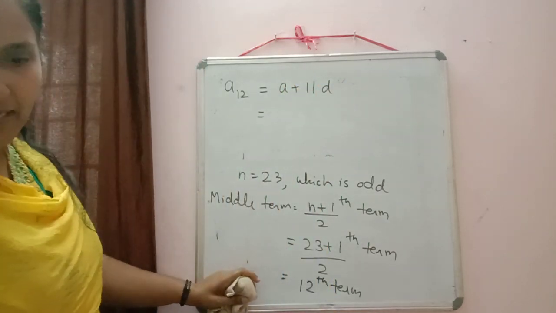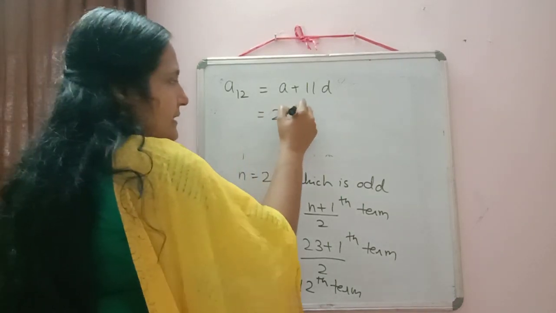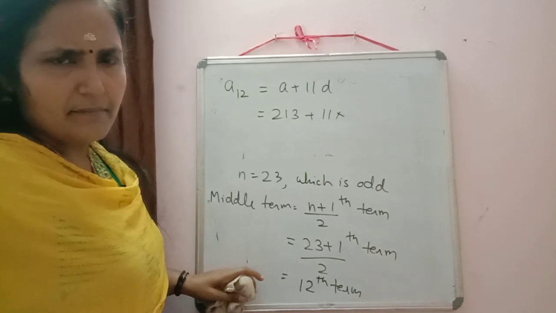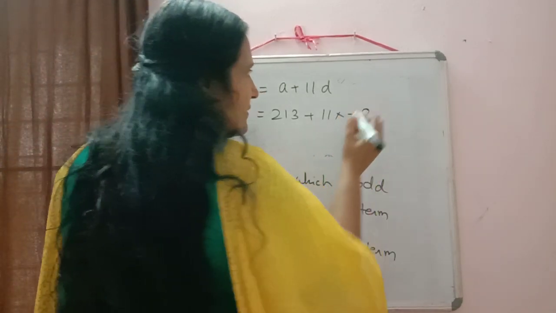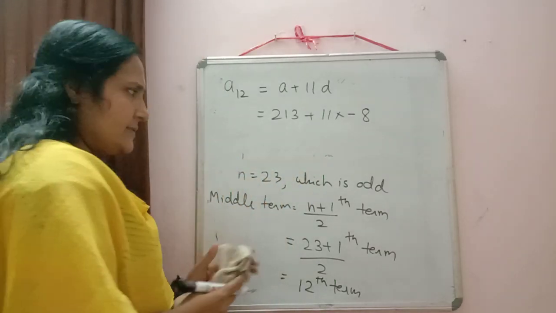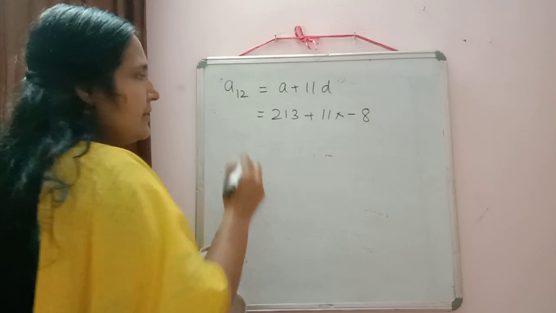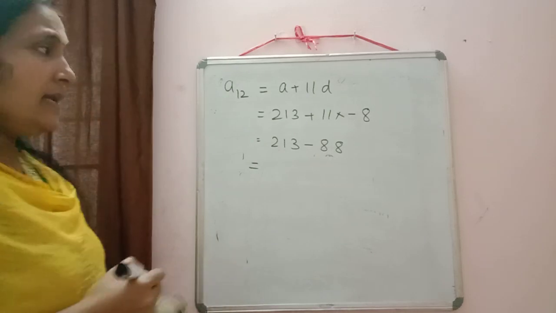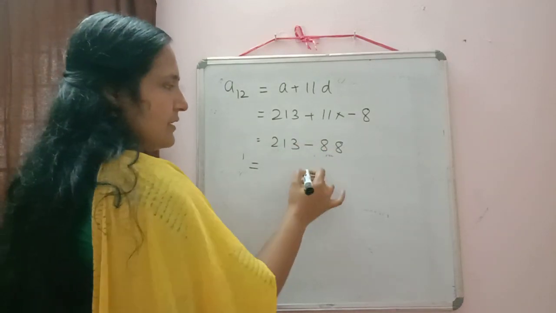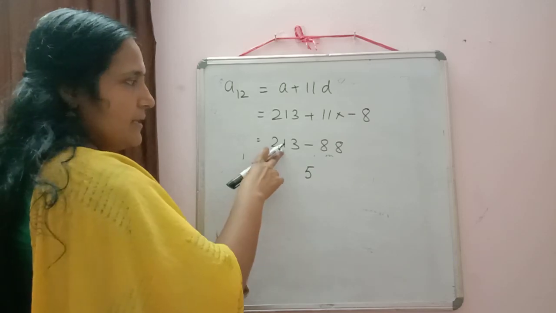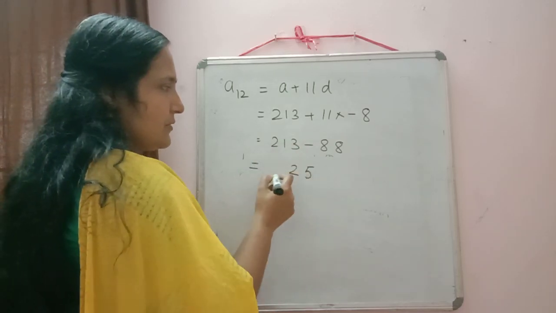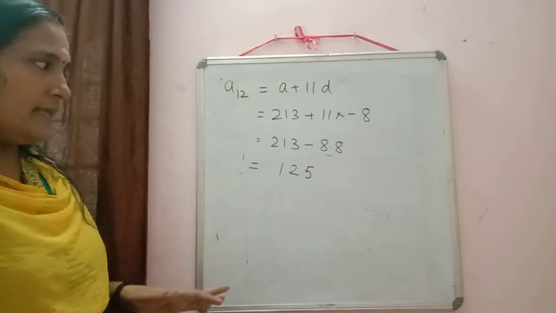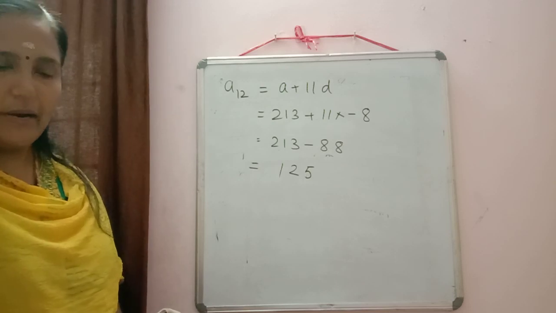Now substitute the value. In place of a we have 213 plus 11 into our d was equal to, I think, minus 8. Correct only? d is equal to minus 8 only? Yes. Now simplify it. So it will be equal to 213 minus 88. Now do the subtraction there. 13 minus 8 will be equal to 5. Here it will be equal to 0. So 10 minus 8 is equal to 2. 125. So 12th term will be equal to, that is the middle term, and middle term is equal to 125.